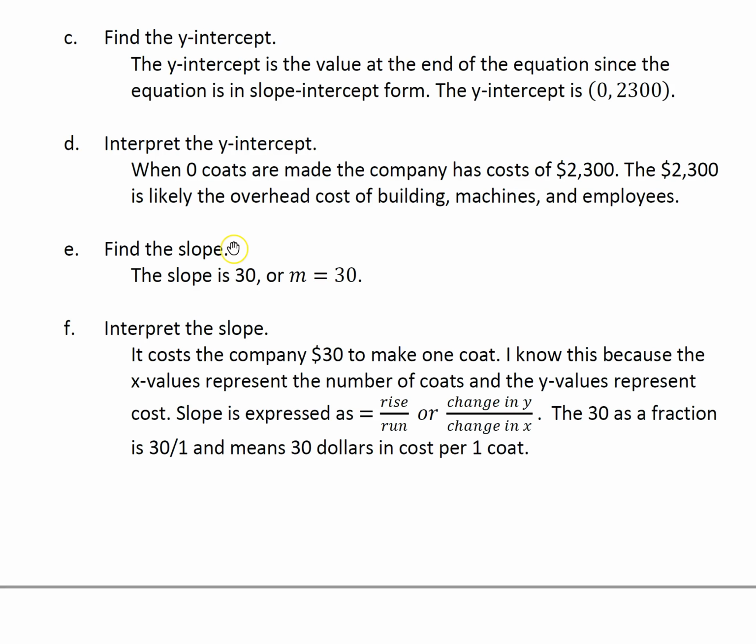Now let's take a look at the slope. The slope is 30. It was the number in front of x. So sometimes we identify slope with the letter m. So m equals 30. Now let's interpret that slope.